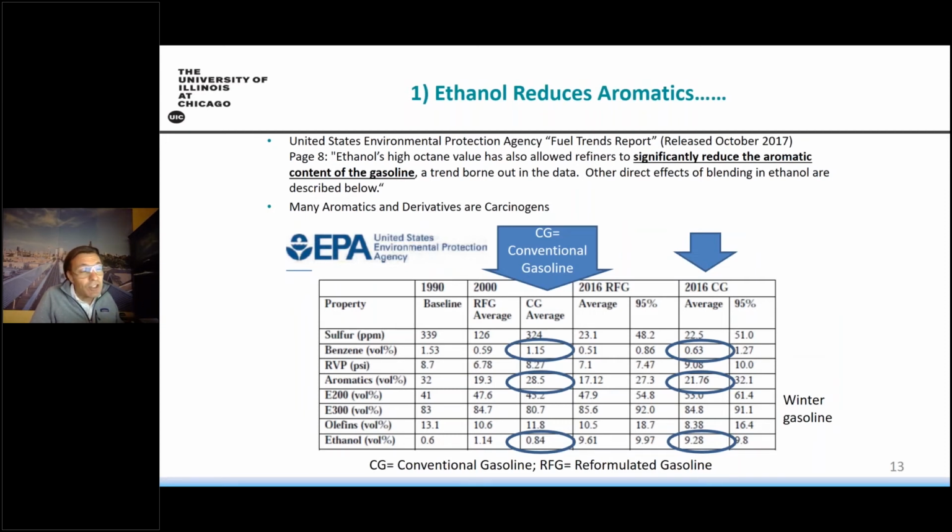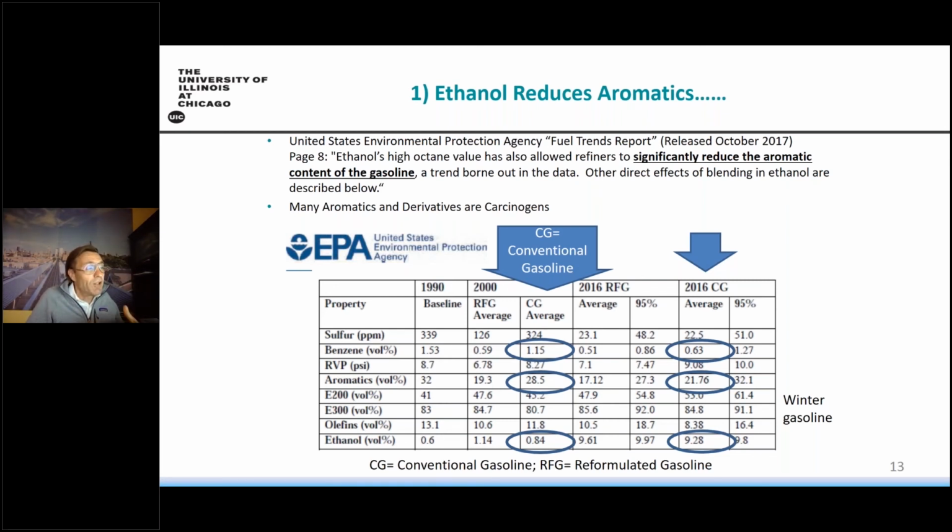For example, what I just mentioned, aromatics emissions in an engine, in a liquid fuel engine, are actually substituted by ethanol. Ethanol provides the same properties, meaning an anti-knock property for your engine, as aromatics provide. So as ethanol gets blended into a fuel, as we can see in this fuel trends report by the US Environmental Protection Agency since 2000, right, we have increased, if I look at the last line, our ethanol from 1% to 9.2%. And with that, we have decreased our aromatics emissions from 28% to 21% in winter gasoline.